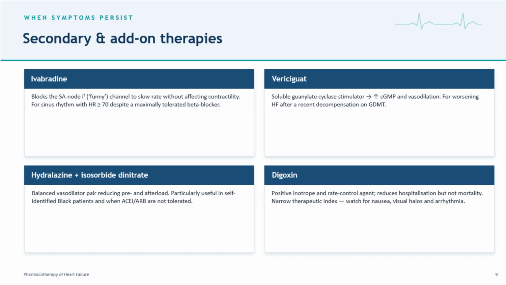Vericiguat is a soluble guanylate cyclase stimulator. It boosts cGMP and vasodilates, and it shines in worsening heart failure after a recent decompensation. Then hydralazine plus isosorbide dinitrate, a balanced vasodilator pair, especially valuable in self-identified Black patients and when ACE inhibitors or ARBs just aren't tolerated. And finally, digoxin, our classic inotrope and rate control agent. It cuts hospitalizations but not mortality, and it has a narrow therapeutic window, so watch for nausea, visual halos, and arrhythmias.